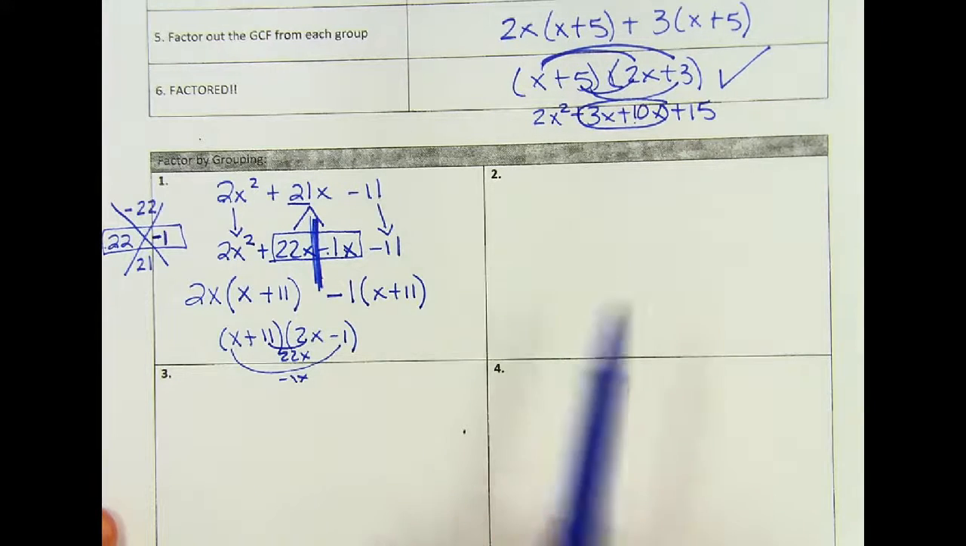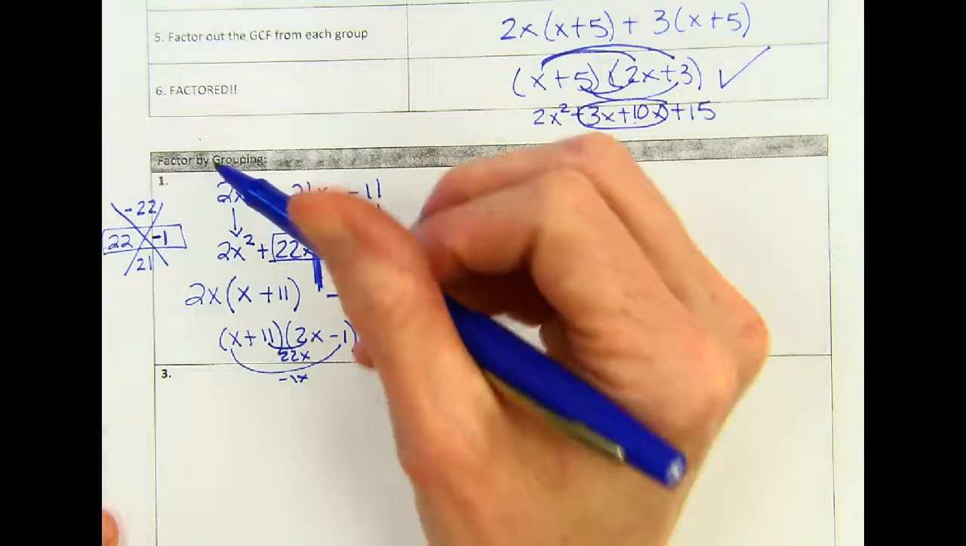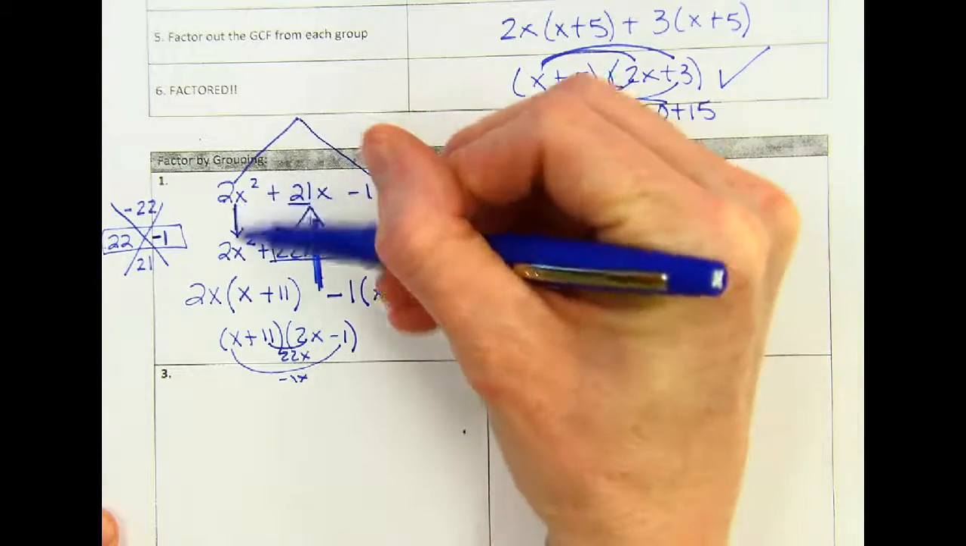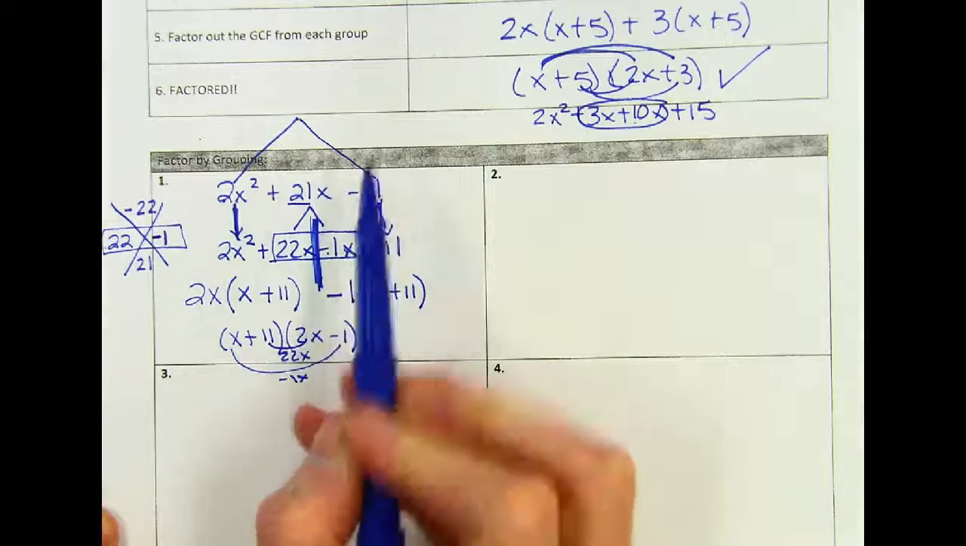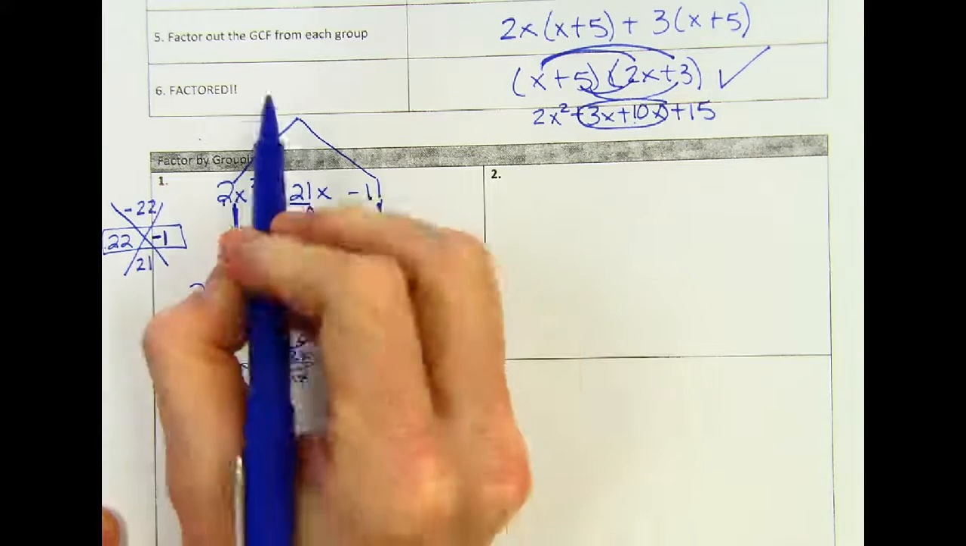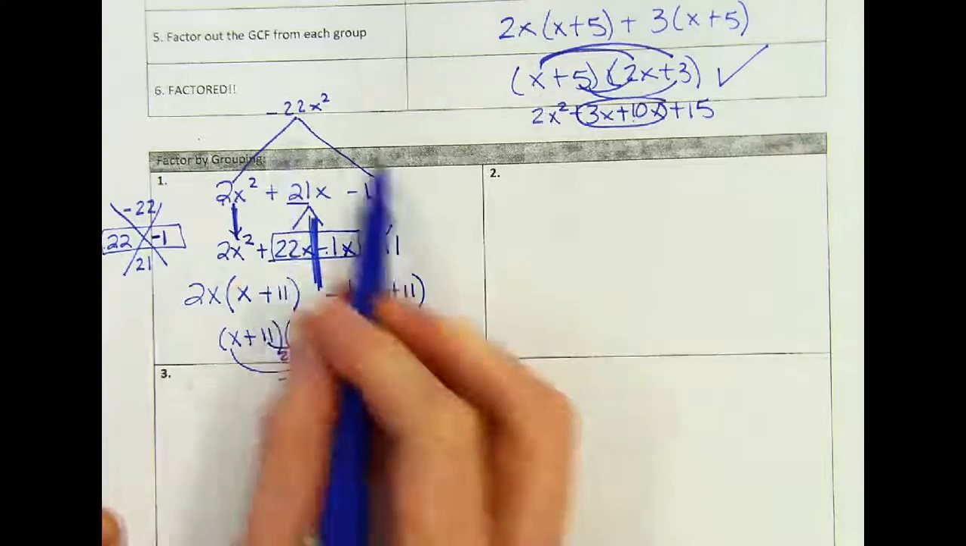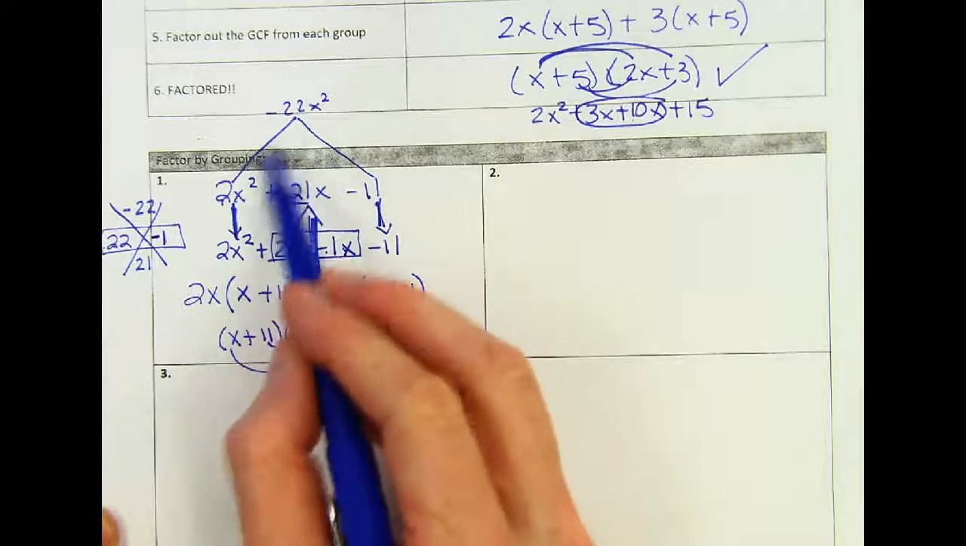Now, some teachers call this the house method. I know Algebra 2 teachers here, this is what they do. They make a little house, and at the top of the house, they call this 2 times this, negative 22x squared. That's the top. It's just doing the same little thing, but you can kind of see a house going on right there.